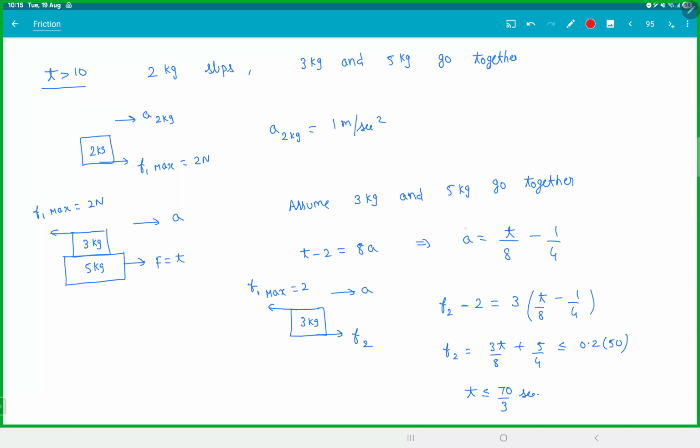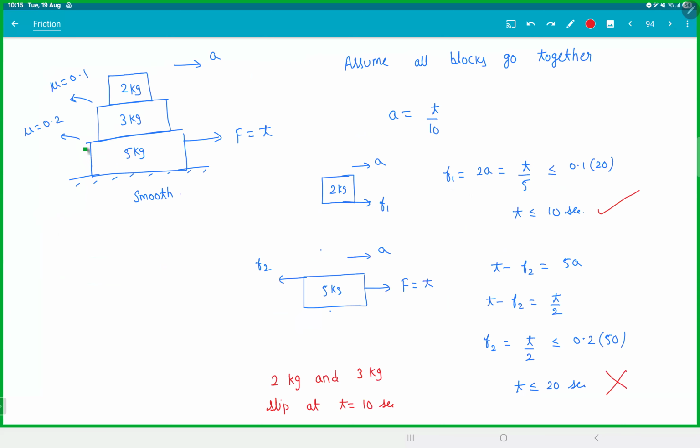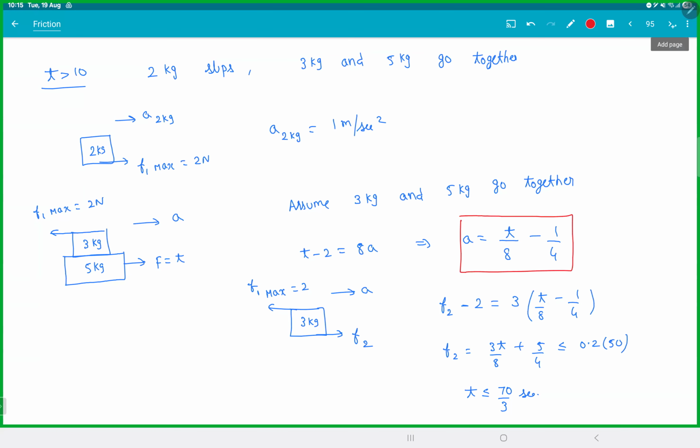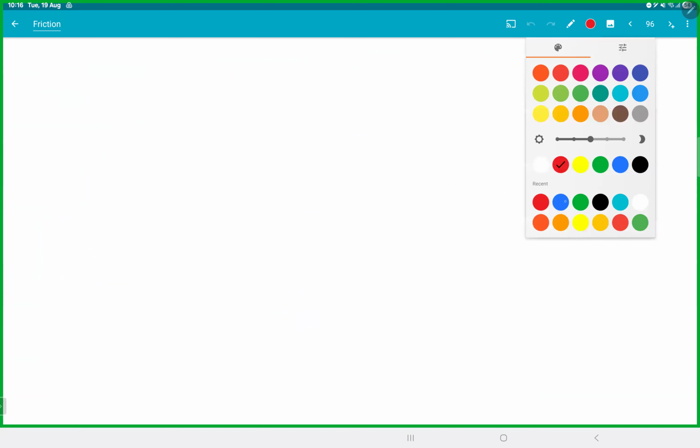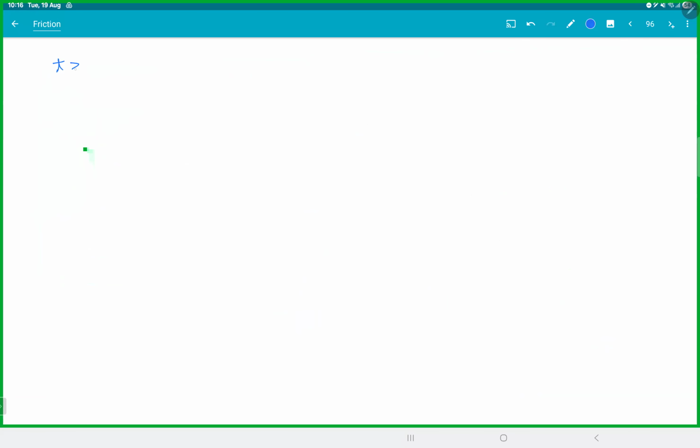Now the tan theta values, so you can see. I think the thetas will remain the same only, I guess. Here 1 by 10, that is 1 by 8, and the next thing will be, let's say, 1 by 5, I guess. So for T greater than 70 by 3, they slip.